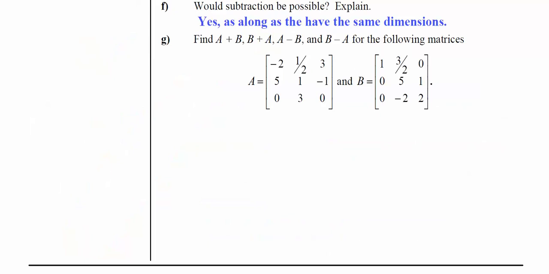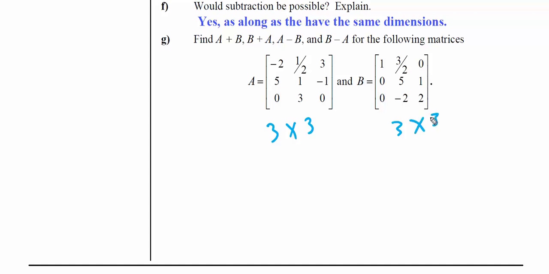Here are some interesting matrices in part G. I want you to calculate A plus B, B plus A, A minus B, and B minus A. In this, I'm going to give you two square matrices. Each of these is a 3 by 3. So you'll know the dimension is a 3 by 3 for A as well as for B.